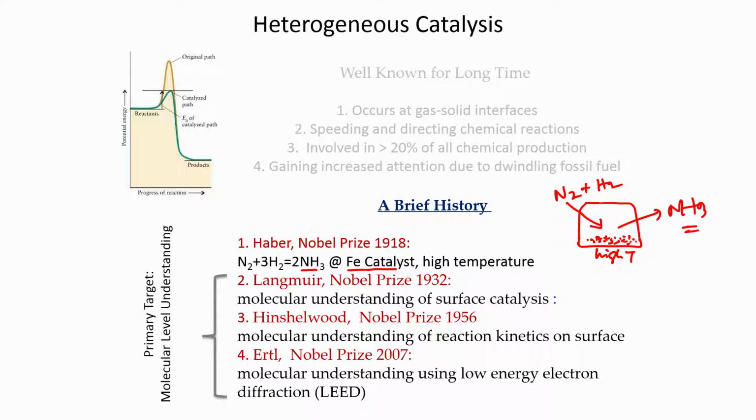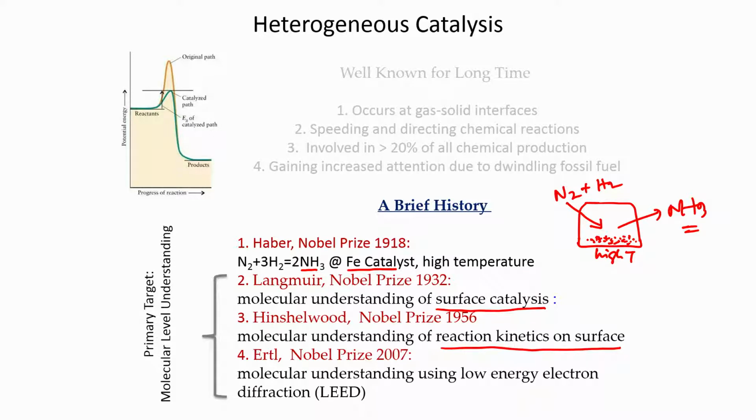Then we realized that heterogeneous catalysis could be an interesting and very important pathway for chemical synthesis, and fundamentally many scientists started looking at different aspects of heterogeneous catalysis. For example, Langmuir tried to understand surface catalysis fundamentally at the molecular level. Then Hinshelwood tried to understand reaction kinetics on surfaces, how heterogeneous catalysis goes on at the surface.